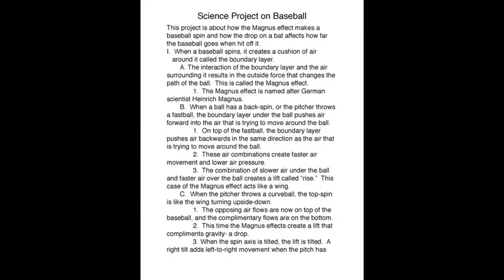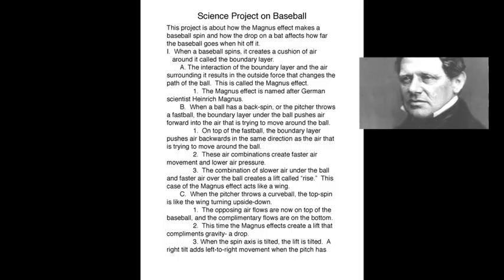This project is about how the Magnus effect makes a baseball spin and how the drop on a bat affects how far the baseball goes when hit off it. When a baseball spins, it creates a cushion of air around it called the boundary layer. The interaction of the boundary layer and the air surrounding it results in an outside force that changes the path of the ball. This is called the Magnus effect.